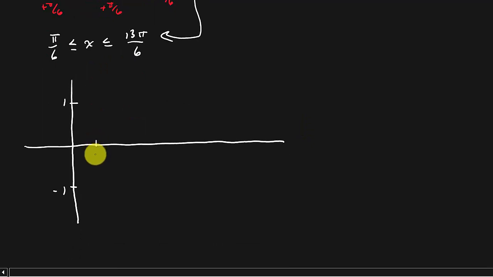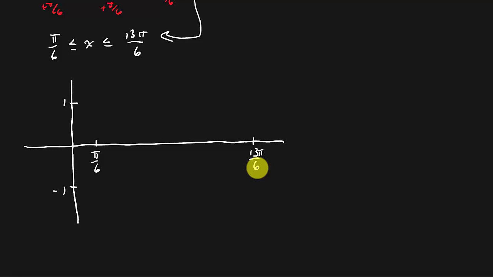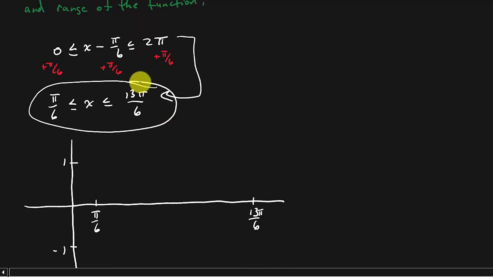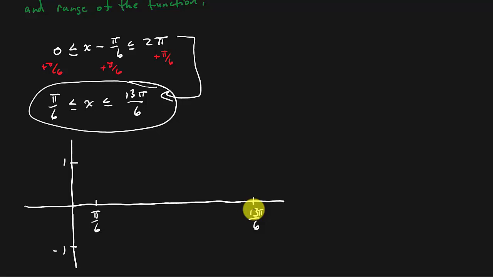So I'm graphing it from pi over 6 to 13 pi over 6. So basically what it does is it takes that from 0 to 2 pi, and it's shifting it to the right pi over 6 units. Okay? Now, by solving this inequality and getting this, that gives me the beginning and end of the interval, the endpoints. Okay? Now guess what?